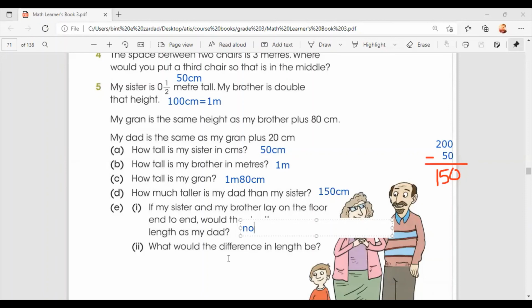What would be the difference in length? Obviously, my father's height is 200 and my sister and brother together are 100 plus 50, 150. So the difference is 50 centimeter.